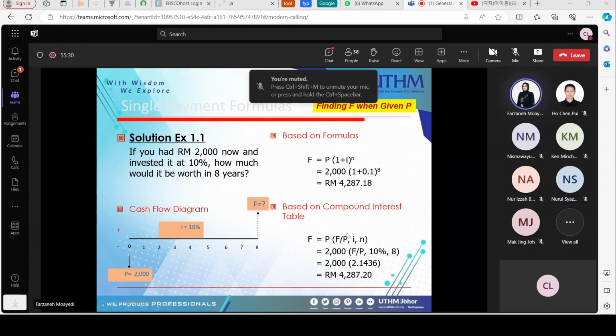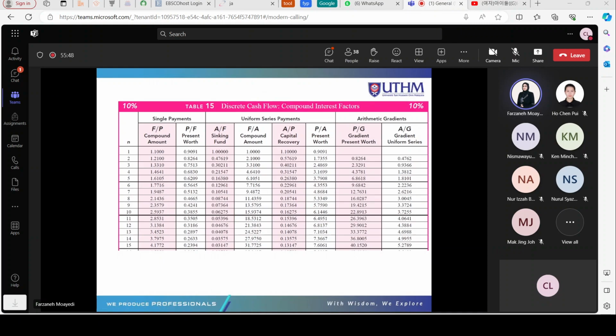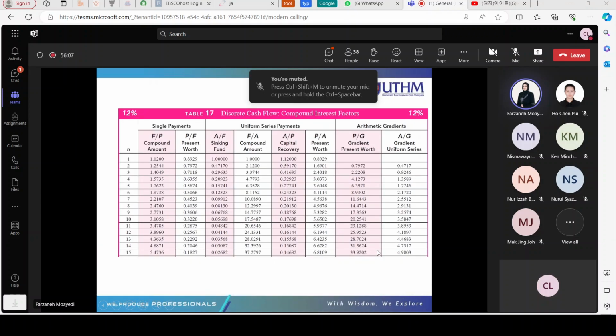So how can you find a value for this, because I told you you are not going to multiply in this number. So P is 2000, F slash P, you just convert it here, i is 10% and n is 8 years. How can you find the value for this? We always have a table like this. In the final exam, I'm going to provide you with this table. That's why I'm emphasizing that it is easy for you if you learn how to write the notation, because you do not need to memorize all the formulas. But this table is very important.